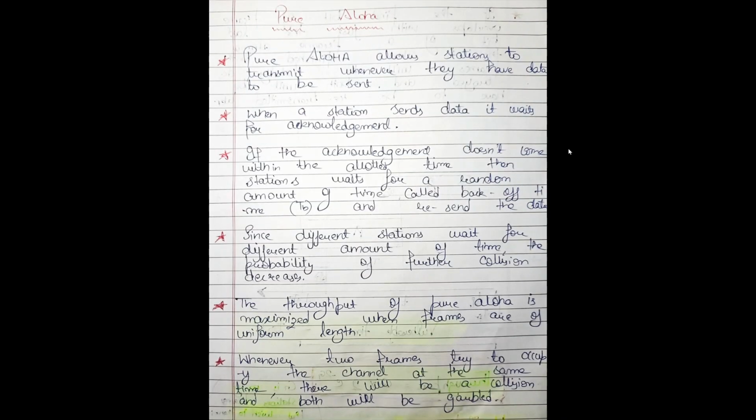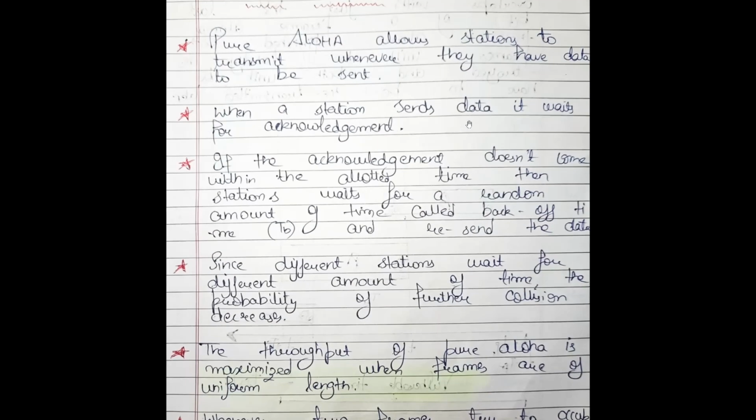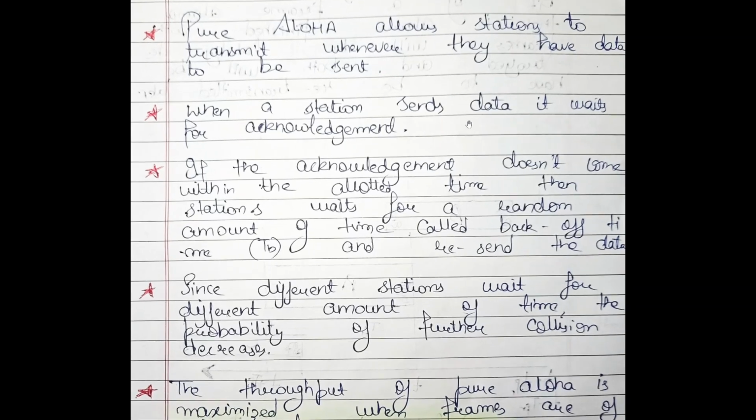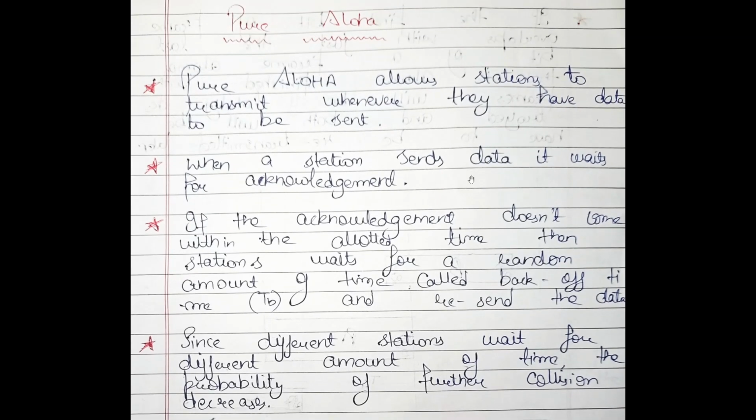Looking at the pure Aloha first. In pure Aloha, it allows stations to transmit whenever they have data to be sent. As it is a random access protocol, of course it's going to have this functionality that you can send whenever you want. When a station sends data, it waits for acknowledgement. If the acknowledgement doesn't come within the allotted time, then stations wait for a random amount of time called back-off time and resend the data.